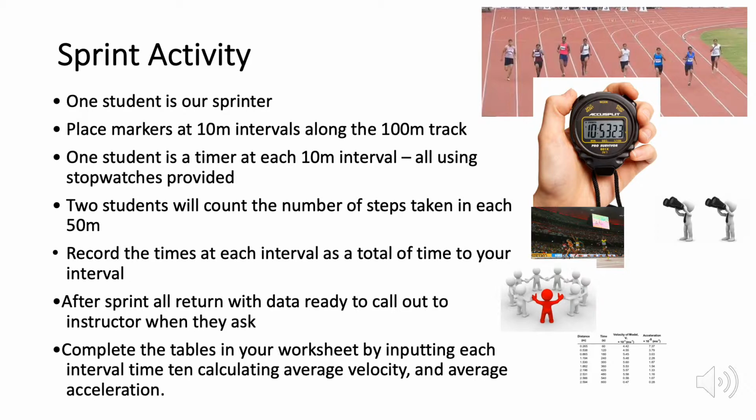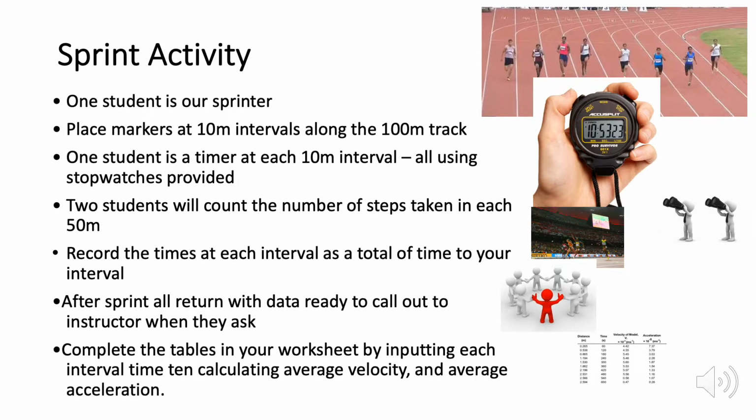We're going to place markers at the 10-meter intervals along the 100-meter track, and we're going to have one student volunteer at each of those intervals with a stopwatch. We're also going to set up two students to count the number of steps in each 50 meters. So there'll be two students at the first 50 meters, two students counting steps in the second 50 meters, and then we're going to use the average of the count between those two in each 50 meters, and add them up for the whole 100 meters.